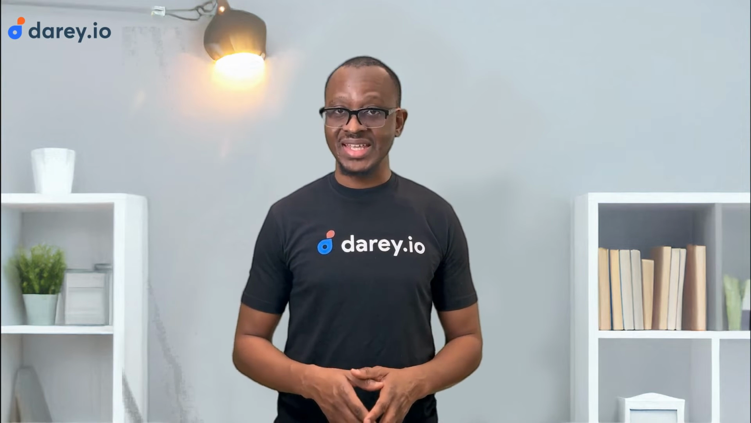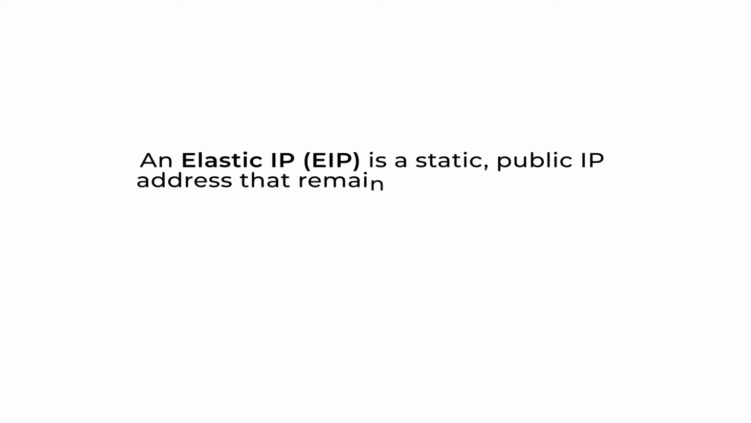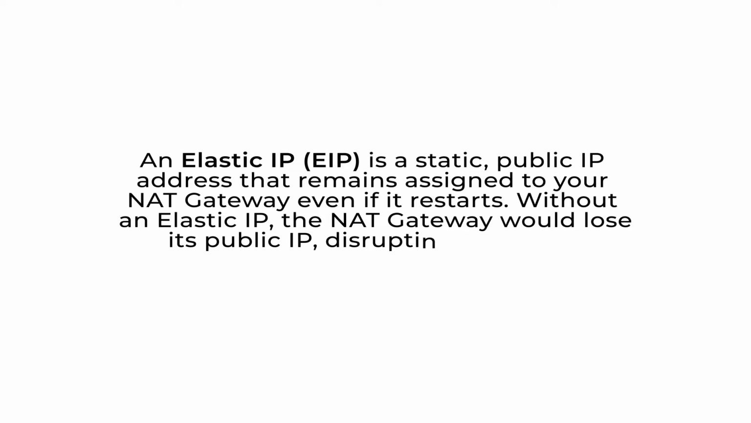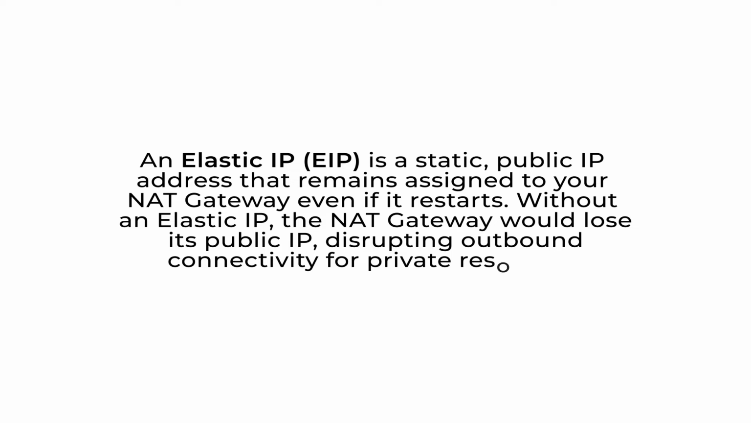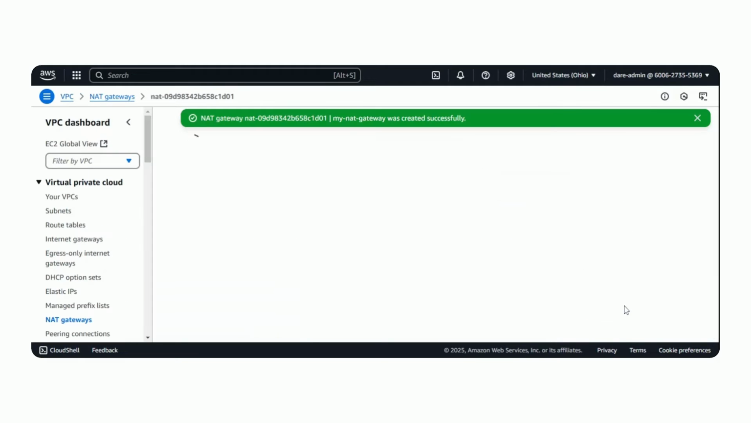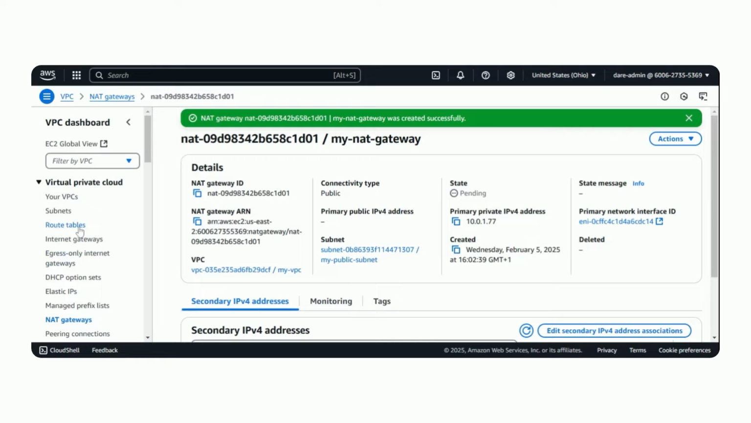Why do we need an elastic IP? An elastic IP, or EIP, is a static public IP address that remains assigned to your NAT gateway even if it restarts. Without an elastic IP, the NAT gateway would lose its public IP, disrupting outbound connectivity for private resources. Once everything is set, click Create NAT Gateway. AWS will take a few moments to provision the NAT gateway. While we wait, let's configure the route table so that traffic from the private subnet knows how to reach the internet through the NAT gateway.